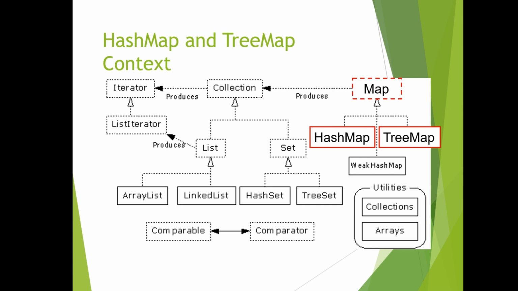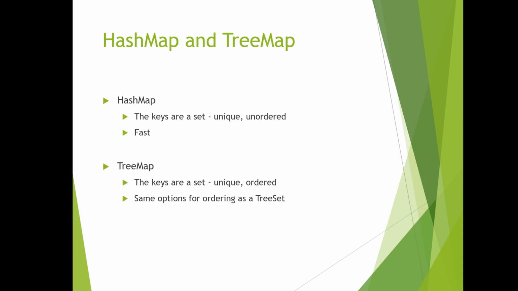So we have understood hash map and tree map in this chapter. In a hash map the keys are unique and unordered, but the tree map is ordered. That is the difference between the hash map and the tree map. The keys are unique and ordered.